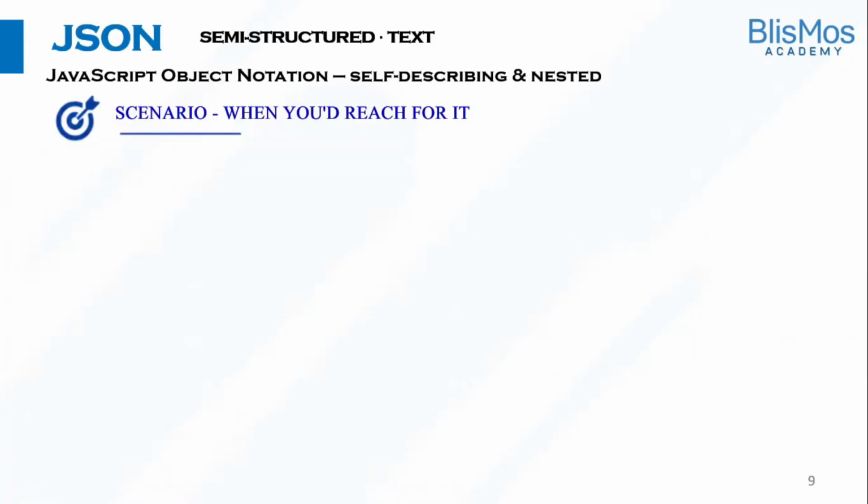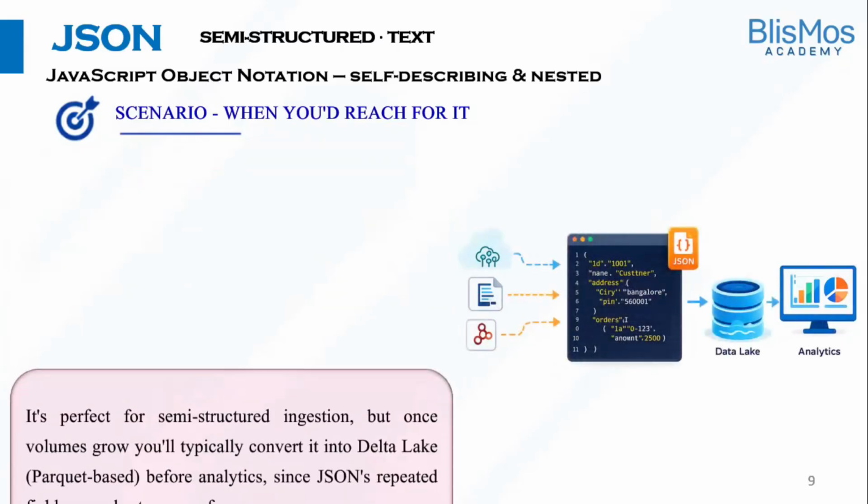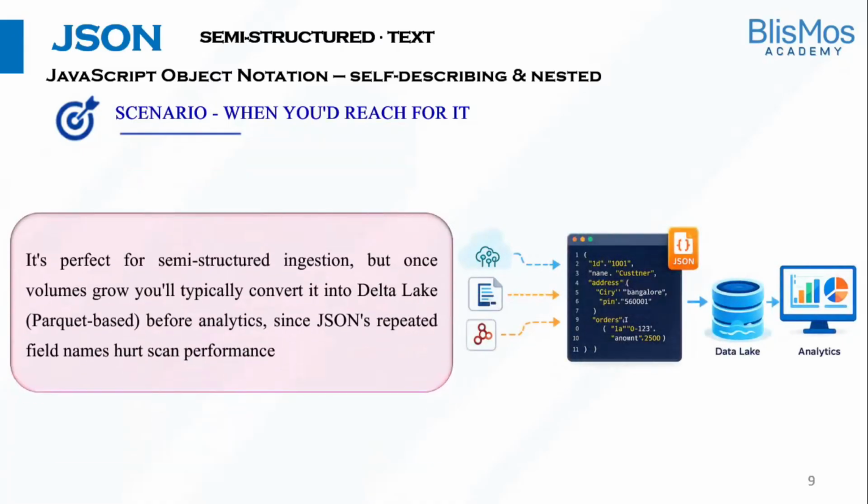But again, when should we use JSON for analytics? JSON is great for ingestion, but it is not necessarily the best format for large scale analytics. As the volume increases, repeatedly scanning JSON can become expensive. So the common architecture followed would be: the files arrive in JSON into the raw data lake, transform them into Parquet or Delta format, and use that for analytics.